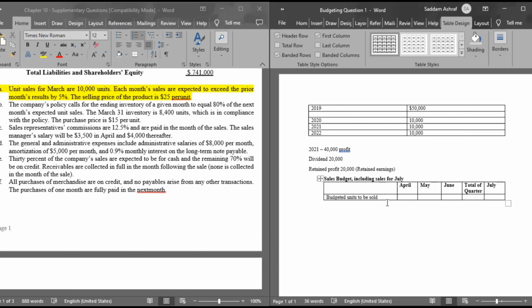And then he has said the selling price of the product is 25 per unit. So first of all, we need to calculate the units sold in each month, in April, May, and June. In the previous month, March, the units sold were 10,000 units. And the increase in units is said to be 5%. So 10,000 into 5% is 500. It means in April, the quantity of units sold will be 10,500. Have you got it?